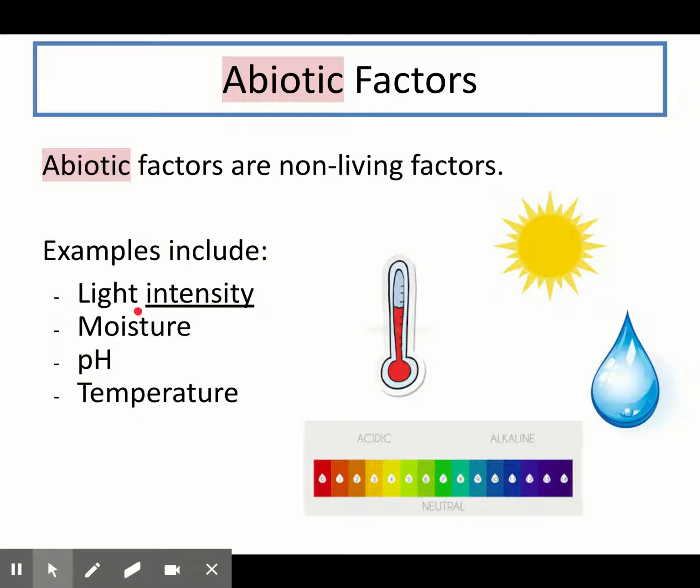One thing to point out here is you cannot just say light by itself. You have to say light intensity. So all of these are non-living factors, but they will still have an effect on where organisms are distributed within an ecosystem.